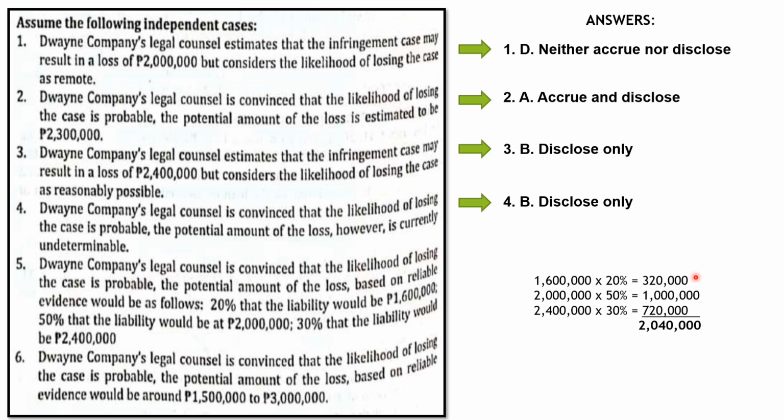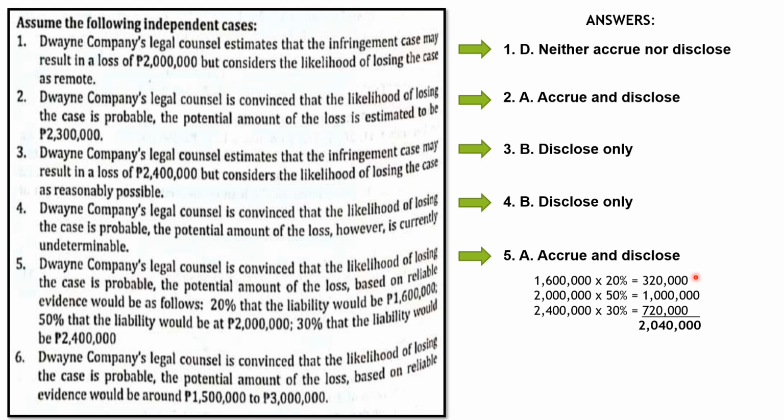obligation relates to a single obligation, the best estimate would be the most likely outcome. But then again, in an actual scenario, management judgment will still prevail, which the standard permits. But since the problem is silent, we follow the assumption provided by IAS 37. Therefore, this is a provision, and the entity should recognize the liability at 2,040,000 pesos and disclose it in the financial statements. It has a present obligation and the amount can be measured reliably. So our answer is letter A, accrue and disclose.